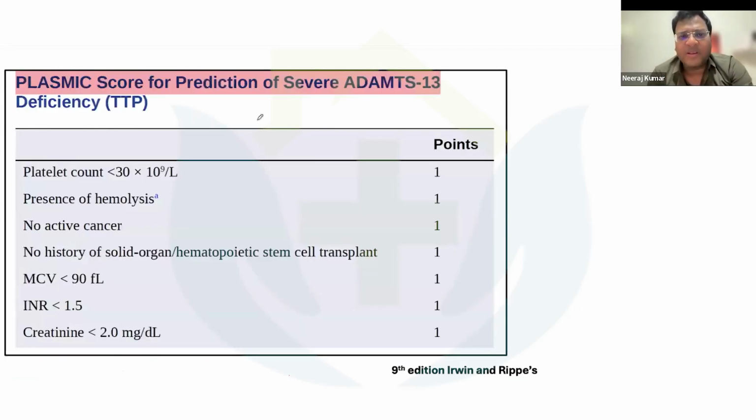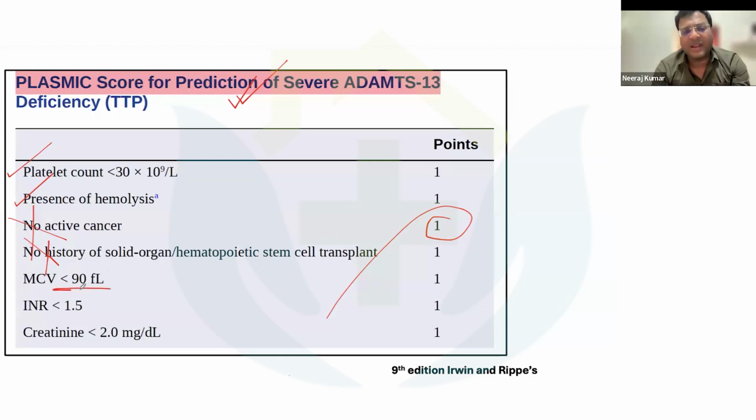So just see the PLASMIC score. They can ask that this PLASMIC score is for predicting the severity of ADAMTS13 deficiency, especially in TTP. And here these are the scoring points. All have 1 point. If the patient has no active cancer, 1 point will be added. If the patient has hemolysis, platelet count less than 30,000, and no history of solid organ or hematopoietic stem cell transplant, you'll get one mark per 1 point. And your mean corpuscular volume should be less than 90, INR less than 1.5, and creatinine less than 2. So these are the few cutoffs for determining your PLASMIC score.